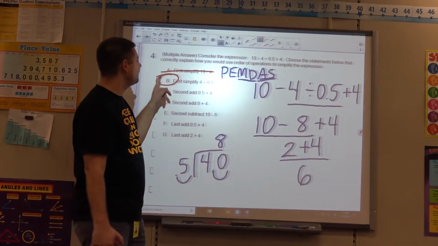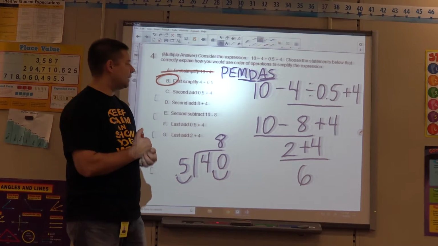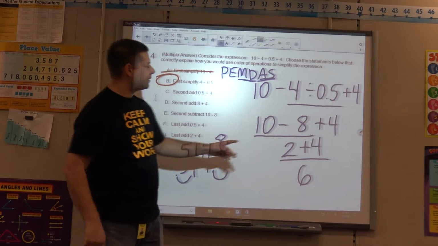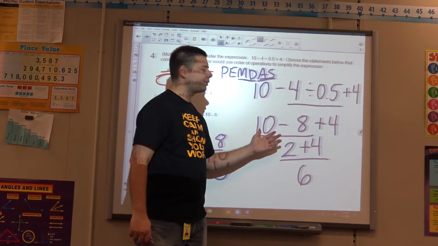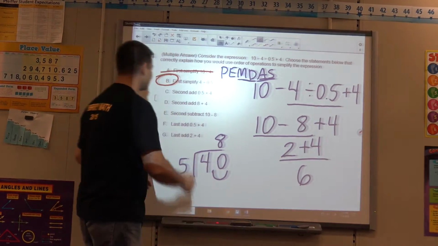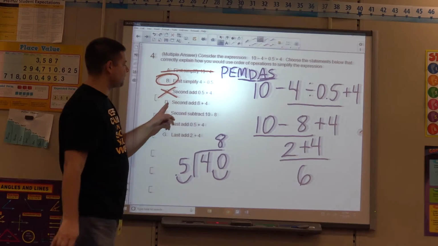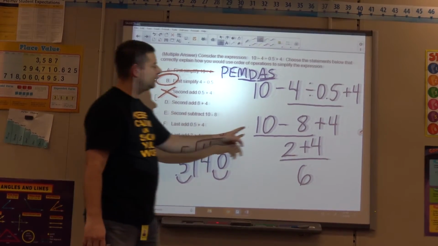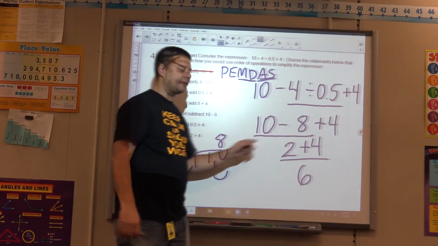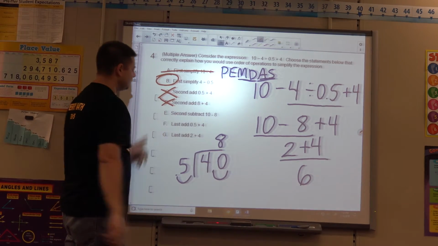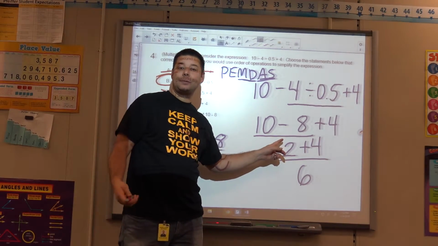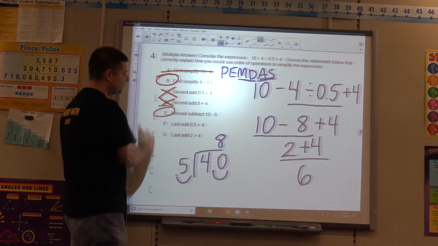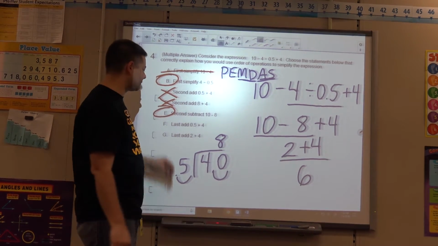Letter C says second add 0.5 plus 4. Let me see, I did 10 minus 8. I didn't do 0.5 plus 4, so that's probably not correct. Letter D says second add 8 plus 4. Let me see, oh no, I didn't do that either, so that can't be right. Letter E says second subtract 10 minus 8. Oh, that's exactly what I did. I did 10 minus 8, so letter E is correct. I'm going to circle it.